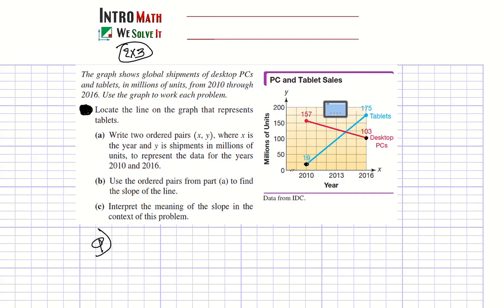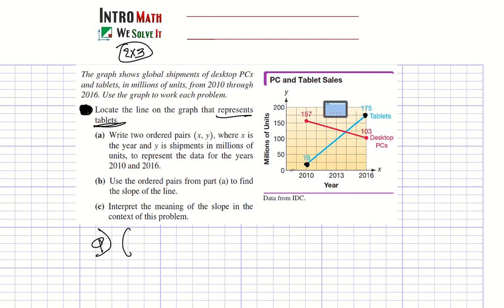So the two ordered pairs, let me see. They're talking about the tablets, right? That's the tablets. I'm trying to understand what they want. We have to read carefully. They want to deal with tablets, so they're dealing with this line. You have to stay with that line right there, the blue line. So two ordered pairs.